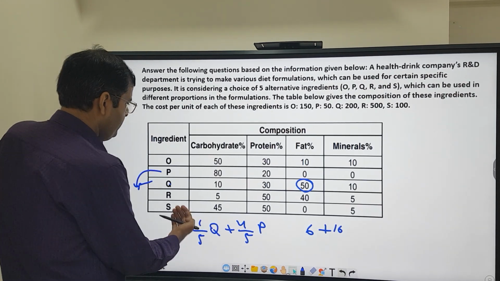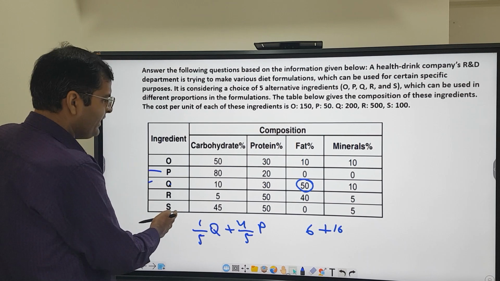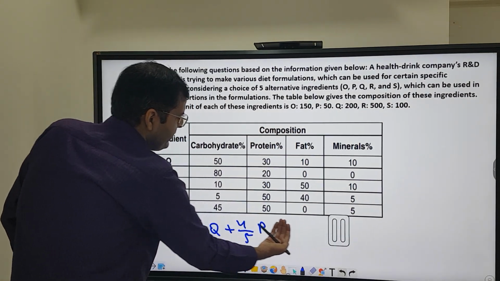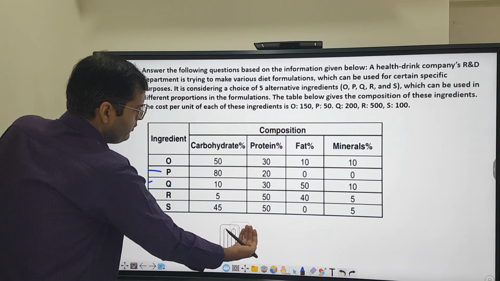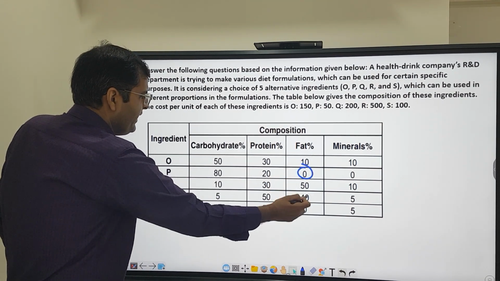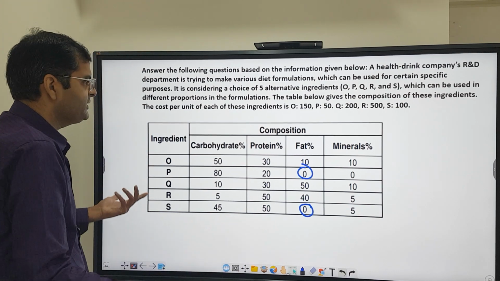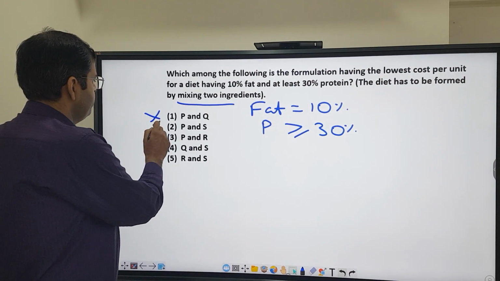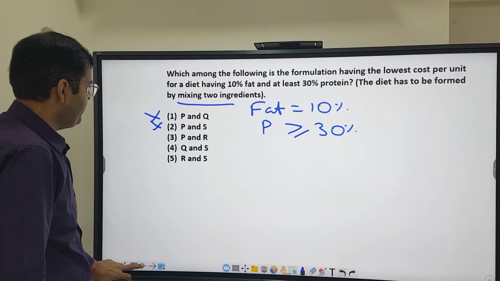Okay. Then P and S. If you take P and S, P has 0% fat, S has 0% fat. So if I mix them in any proportion, fat will remain 0. So what this means is P and S is not possible, because 0% fat and 0% fat ingredients, if you mix, you will get 0% fat. You will not get 10% fat. So P and S is ruled out. Then P and R.